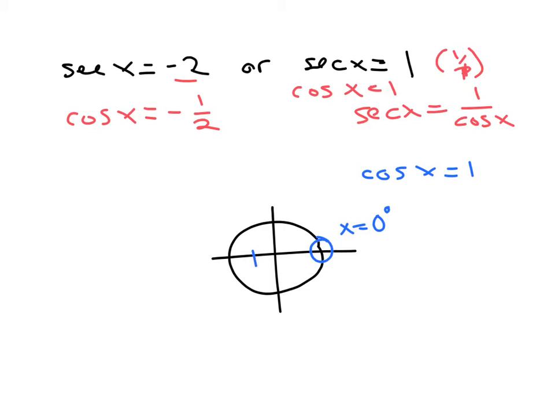Cosine is -1/2, so that's going to occur twice on the unit circle, in quadrant 2 and in quadrant 3. Cosine x is equal to -1/2 when x equals, we want degrees, sorry, 120 degrees. I have to keep double checking, keep reminding myself. That's the quadrant 2 solution. The quadrant 3 solution is 240 degrees.